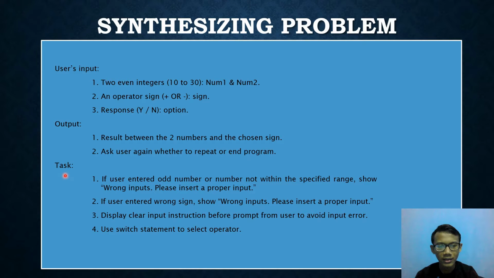So the task would be, if the user enters an odd number or a number not within the specified range, we need to show wrong inputs. Please enter a proper input. And if the user entered the wrong sign, we will also show the same thing. And we need to display clear input instruction before prompting the user to avoid input error. And we need to use a switch statement to select the operator.